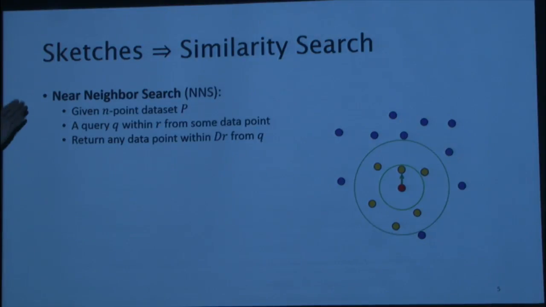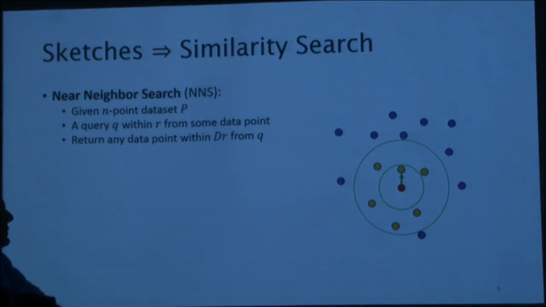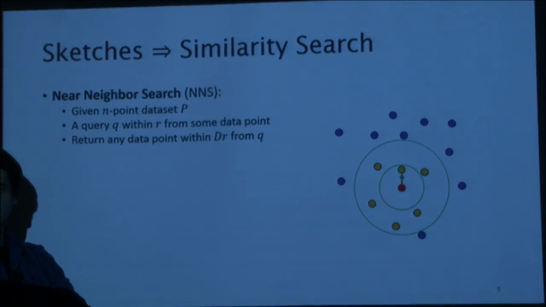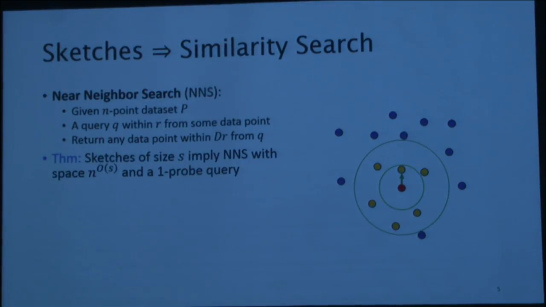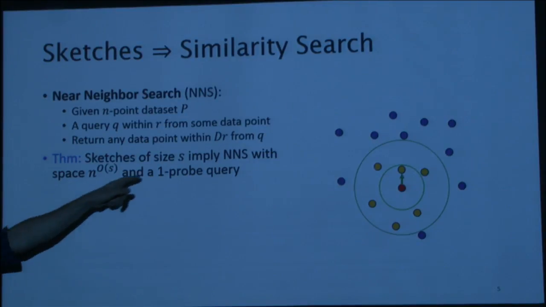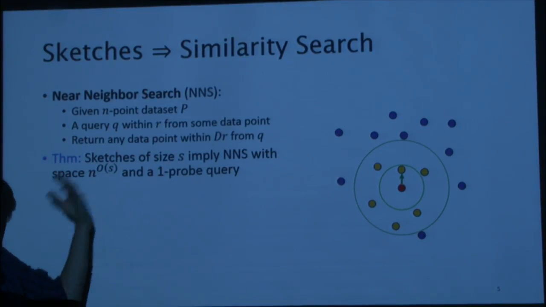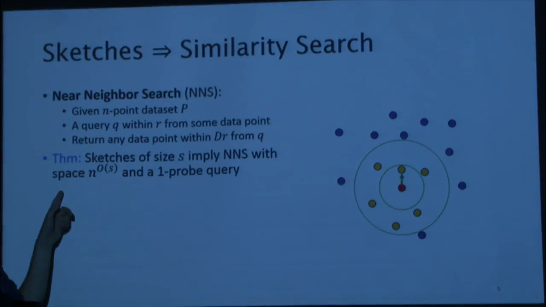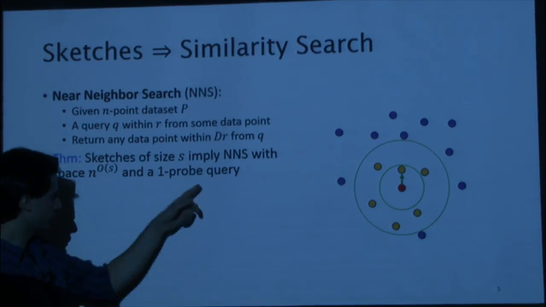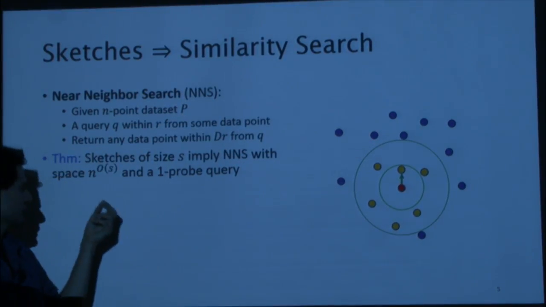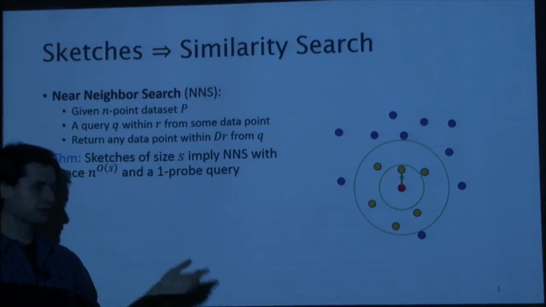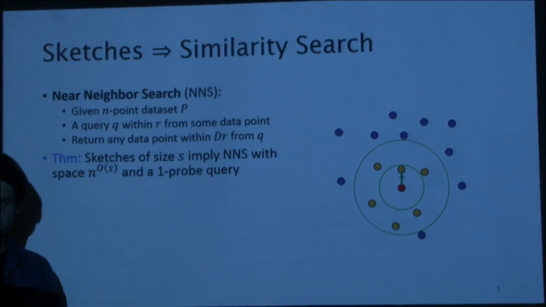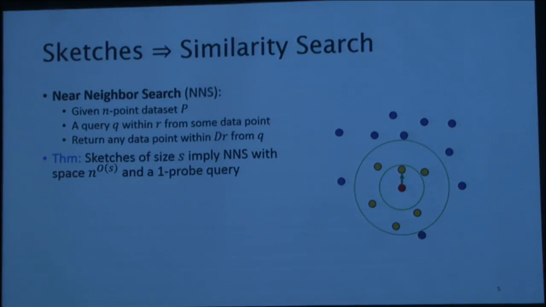And as usual for data structures, the trade-off is between, what is the best for fixed approximation and fixed metric? What is the trade-off between space and the query time? Here is a simple theorem. It says that suppose we have sketches of size s, in the definition from the previous slide. This immediately implies nearest neighbor search, which has space n to order s, and query time which is not exactly constant, but it probes the memory, this data structure, in only one location. So it takes the query, does some preprocessing on the query, and then decides on one memory cell to look up, and it goes and looks up that memory cell.